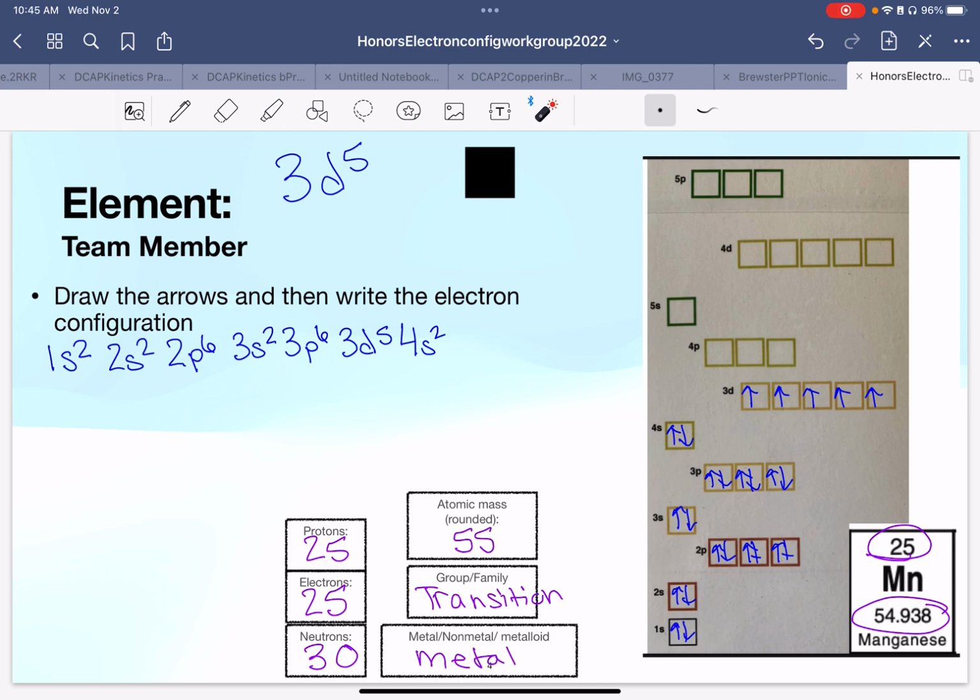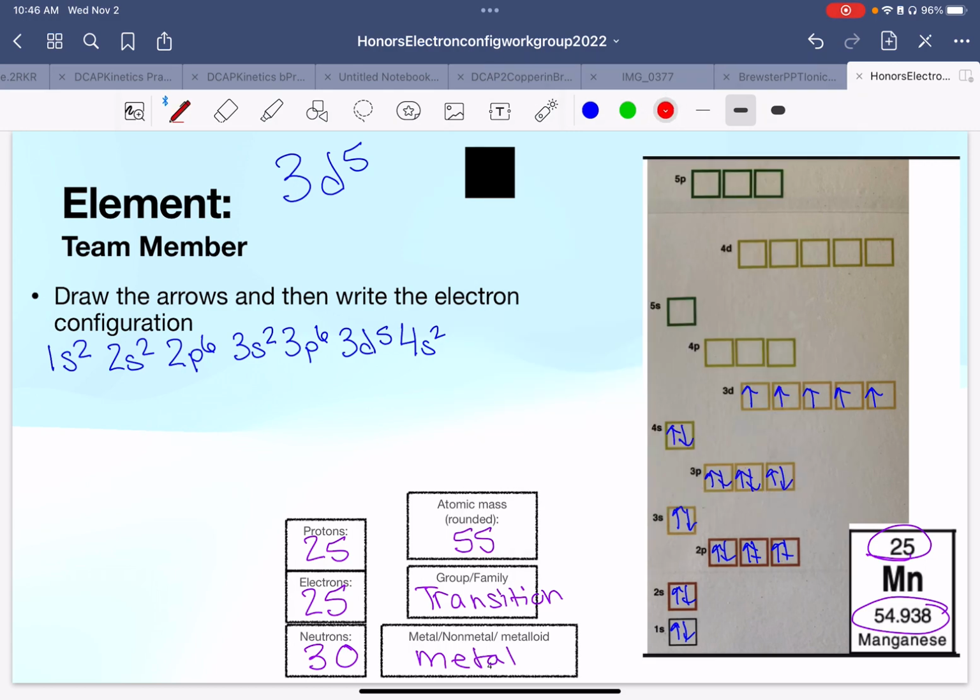And if I check myself, 2 plus 2 is 4, plus 6 is 10, plus 2 is 12, plus 6 is 18, plus 2 is 20, plus 5 is 25. So I've got my count. And that's called a longhand. And you were expected to do longhand. So now I'm going to throw in something else with this.